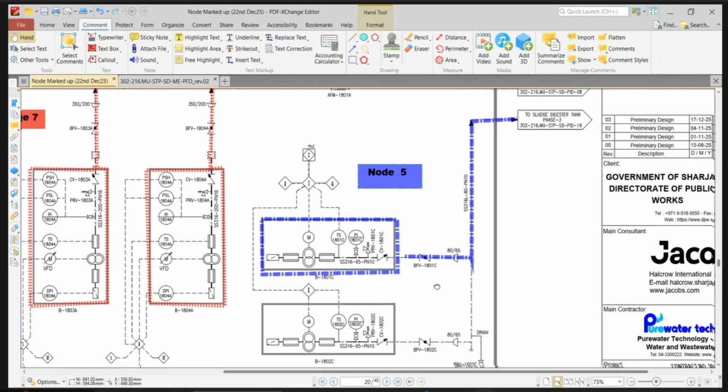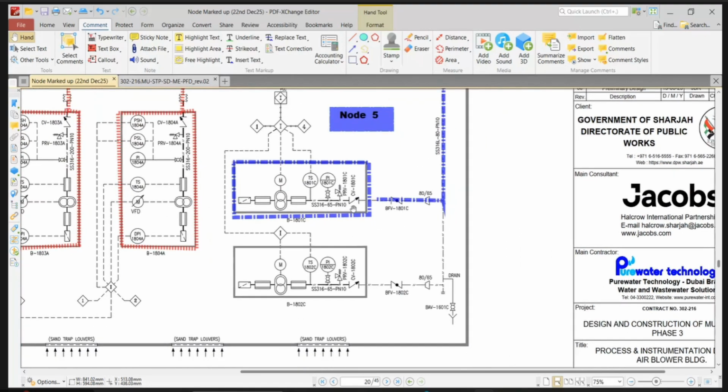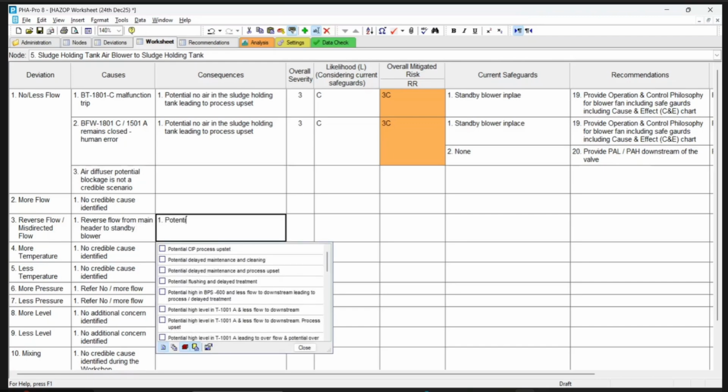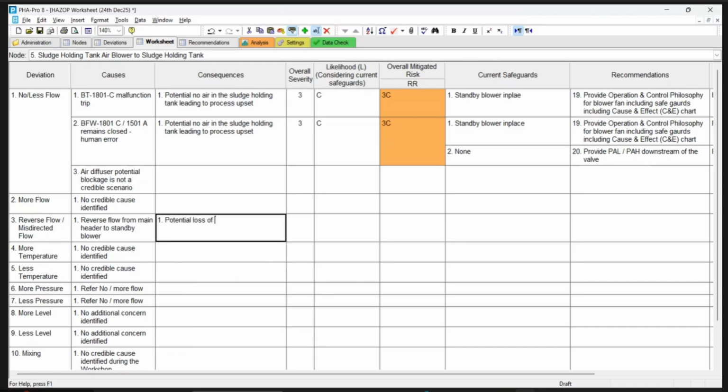Reverse flow. Ahmed, where is the check valve? So we'll put here reverse flow from the main header to the standby. Potential loss of air and damage to the standby blower due to reverse rotation.